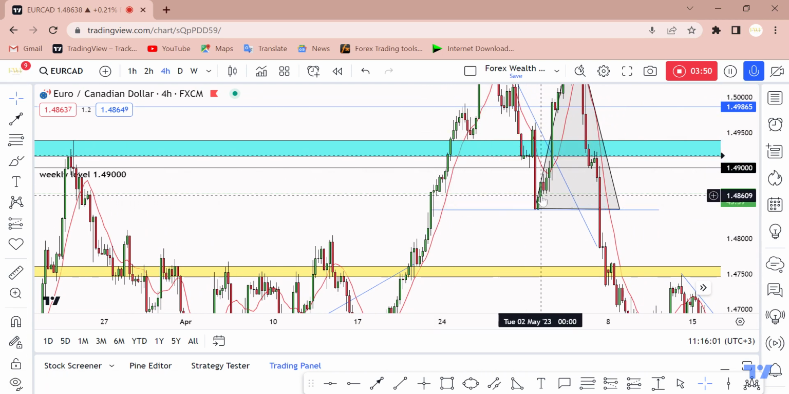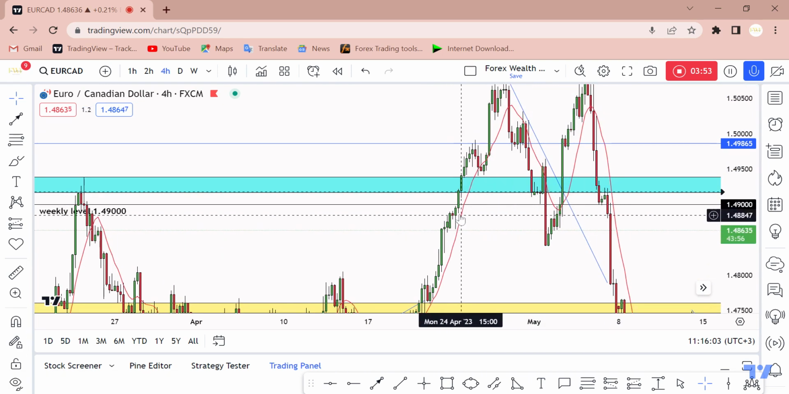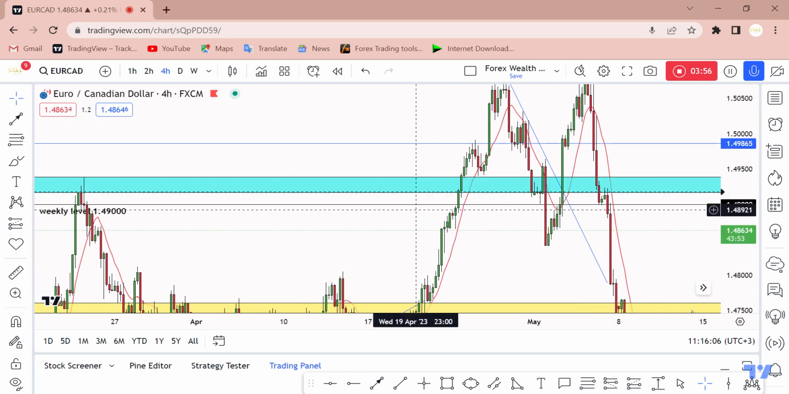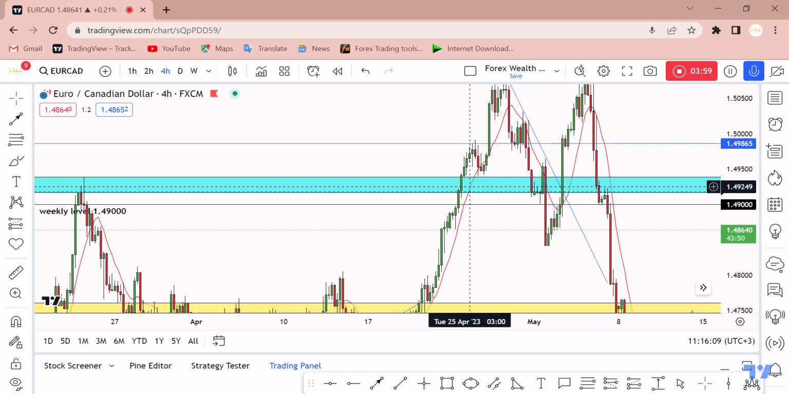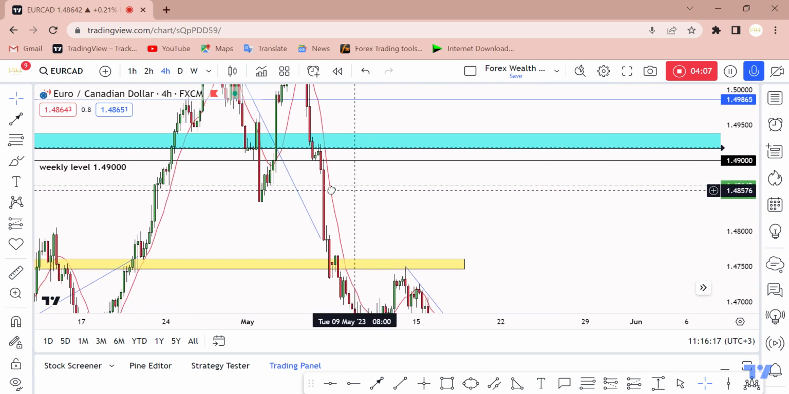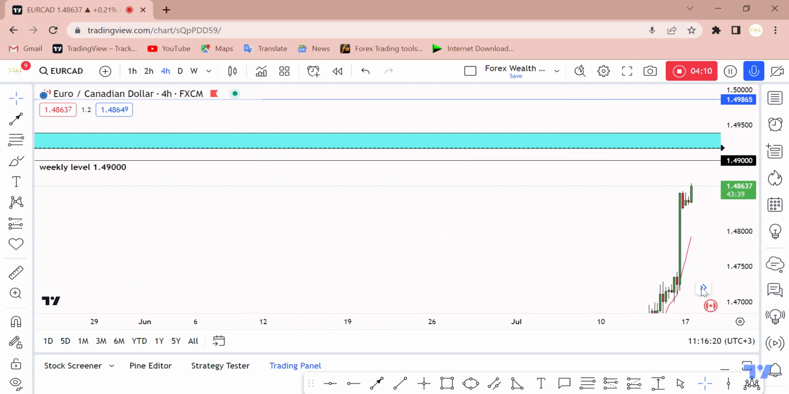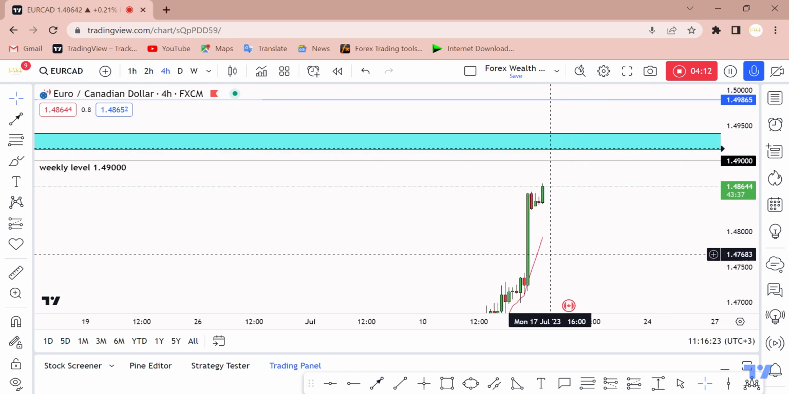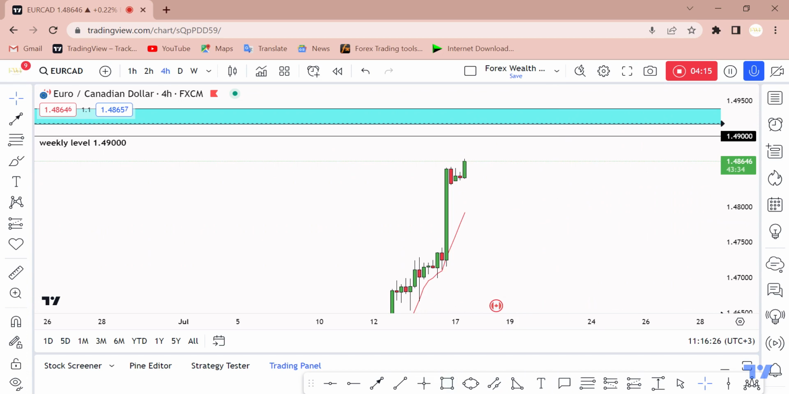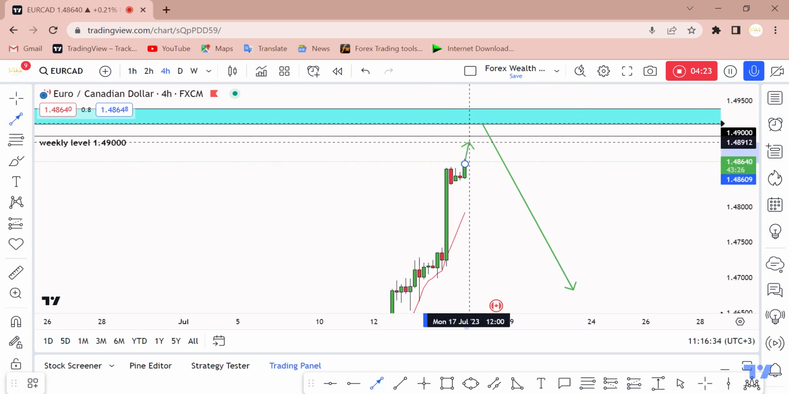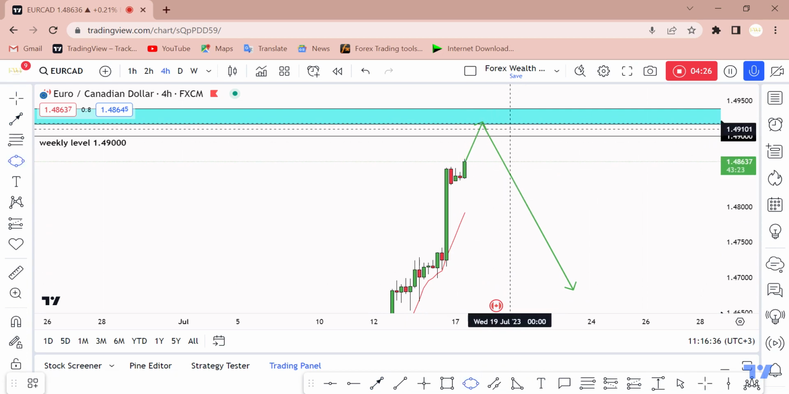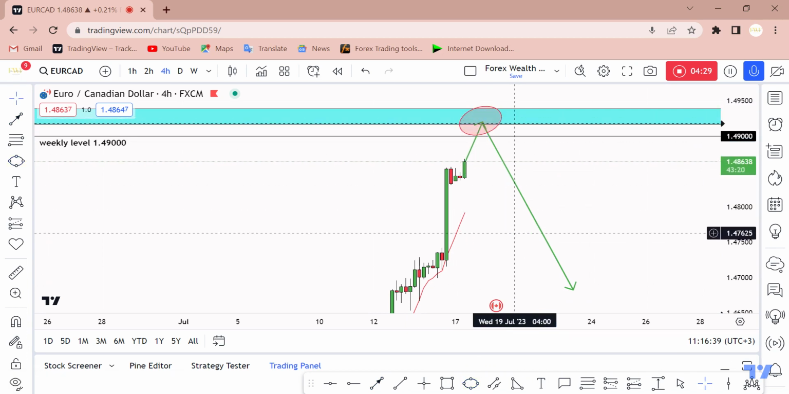Let me remove this for you. The price did this before and reached this area, but it didn't give us any good bearish price action at all. It was all green candlesticks and it moved to the upside twice. So be aware that if you're going to enter your sell trade, wait for a good bearish price action around this area. If you see, like before, green candlesticks and no bearish price action, then the price will move to the upside.